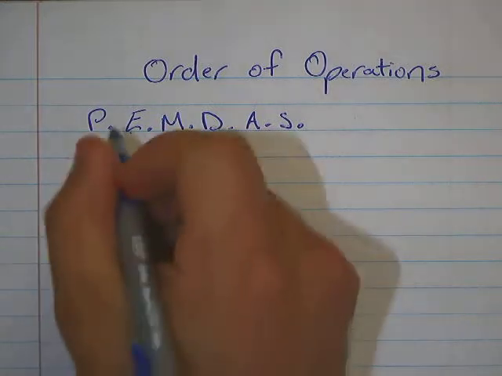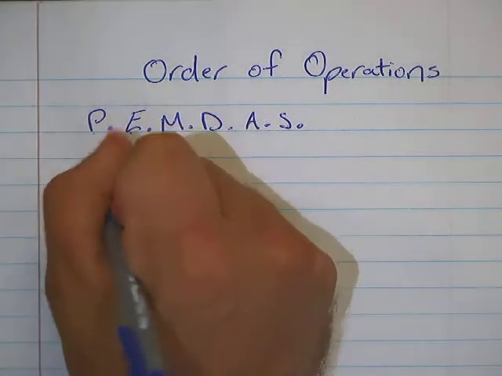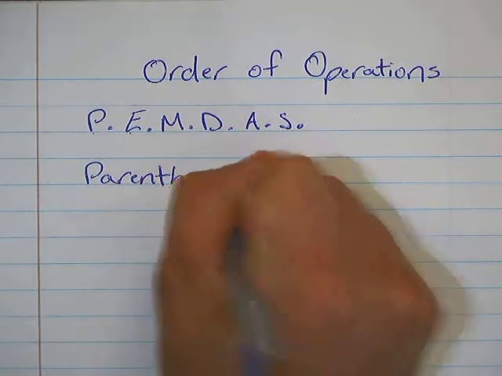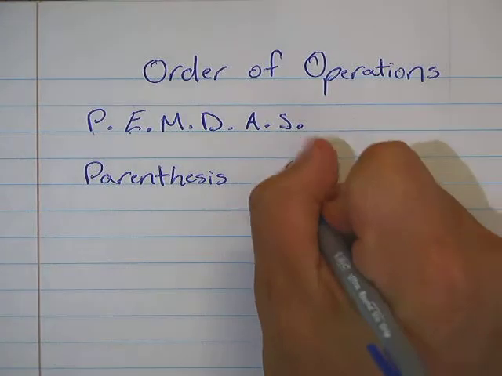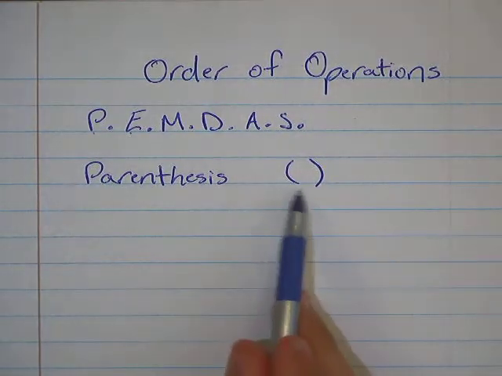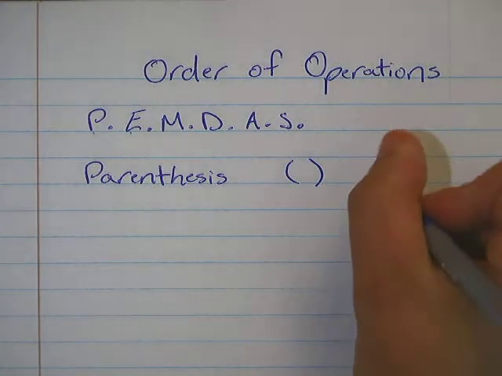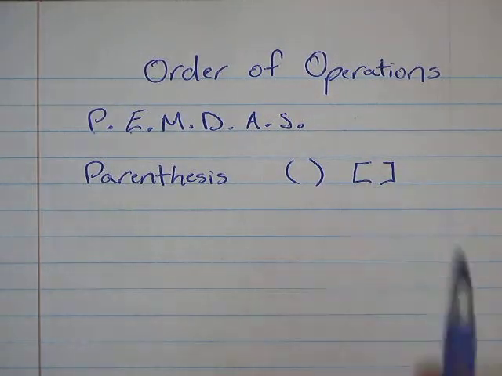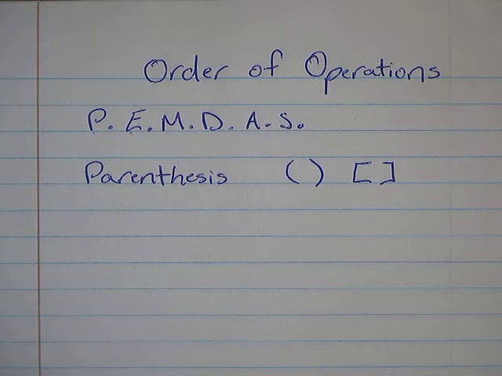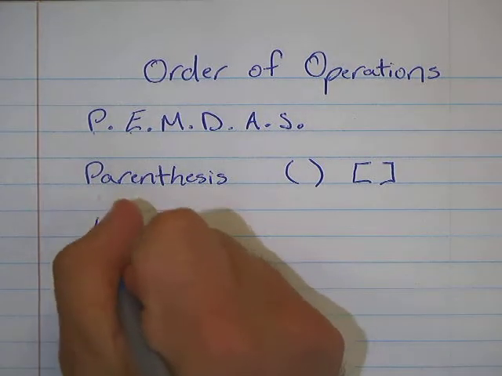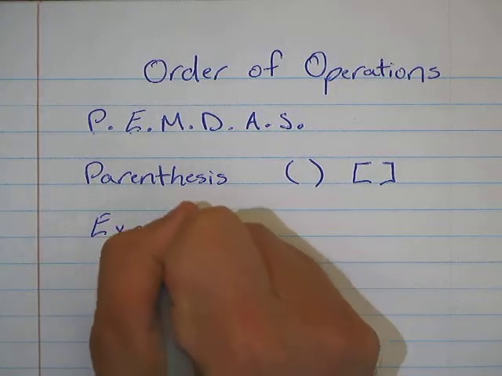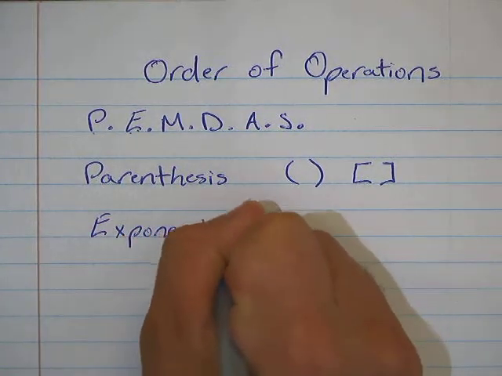throughout these notes. So the P in PEMDAS stands for parentheses. So what you're looking for in problems is you're looking to locate either a set of parentheses, a set of brackets, or you're looking for some other type of grouping operation. Okay. Next, the E in PEMDAS represents exponents.